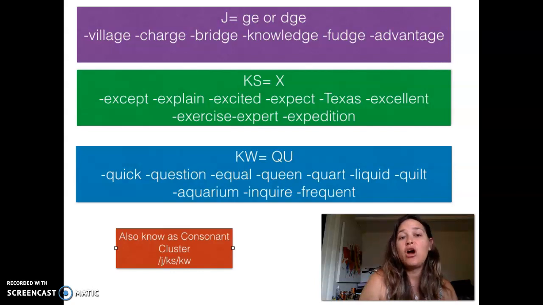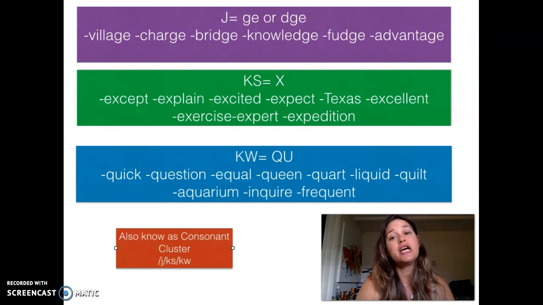Village, charge, bridge, knowledge, fudge, advantage. All of these words sound like they have a J in them, but they really don't. They have a consonant cluster, the GE or the DGE. Let's take a look at the next one.